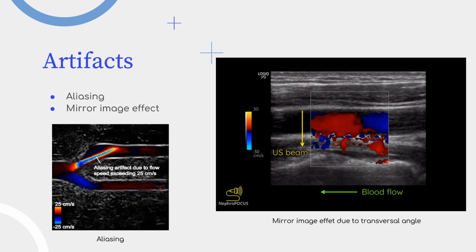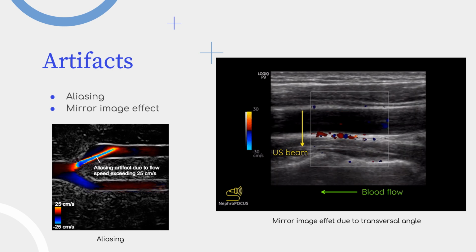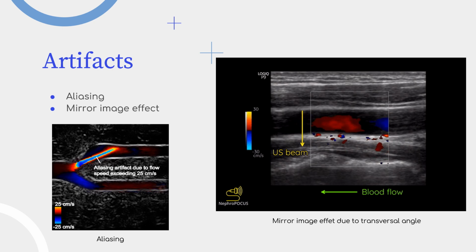Mirror image is the second artifact that can happen. It will present information as flow on both sides of the baseline in spectral Doppler. This can happen when the Doppler gain is set too high, or when the Doppler angle is near 90 degrees. To minimize this artifact in spectral Doppler, we can either use a lower Doppler gain, or a lower Doppler angle of incidence, or reposition the probe so that the cursor is between the middle and edge of the crystal.